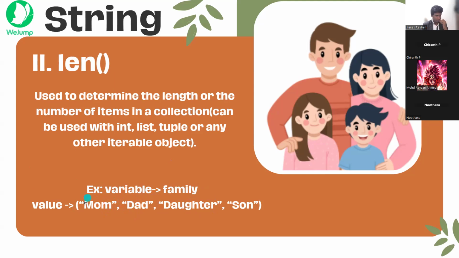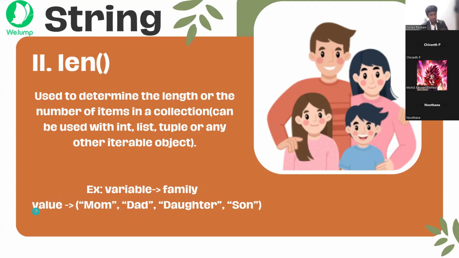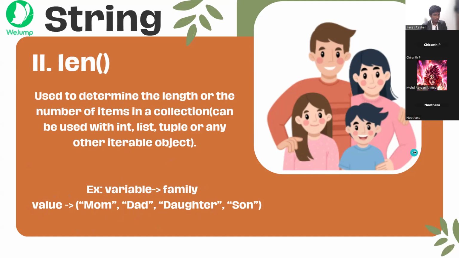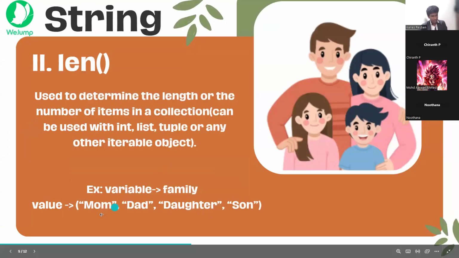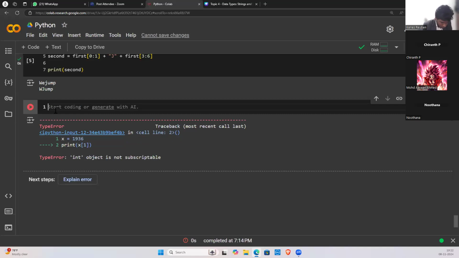This is the first string that is stored in the value, and dad is the second string stored in the value. So in the same way, now if I use the len function here, what do you think I'll get? I'll just show you.